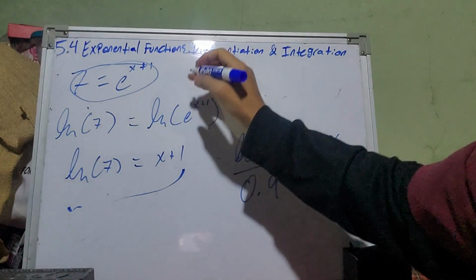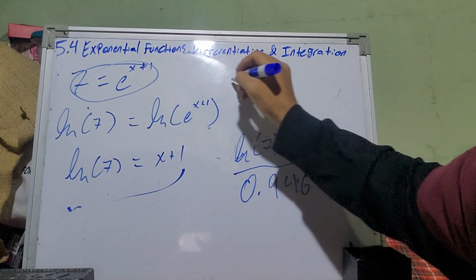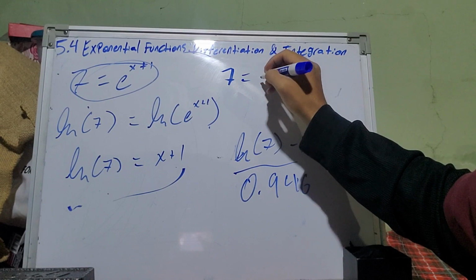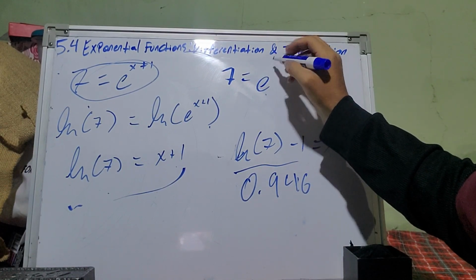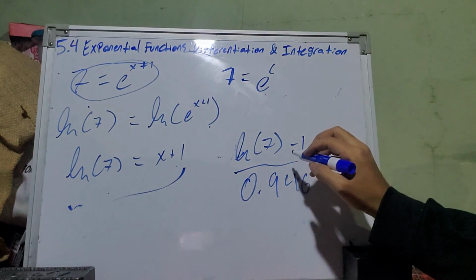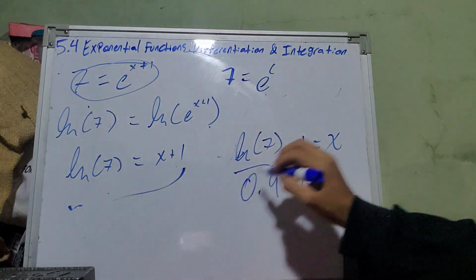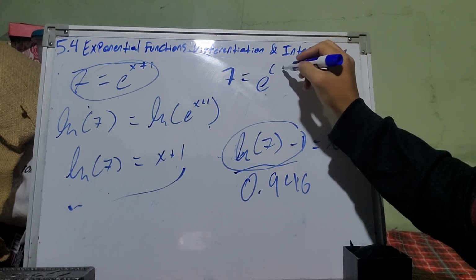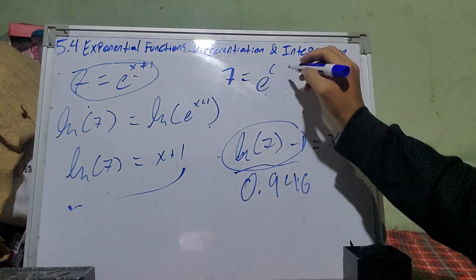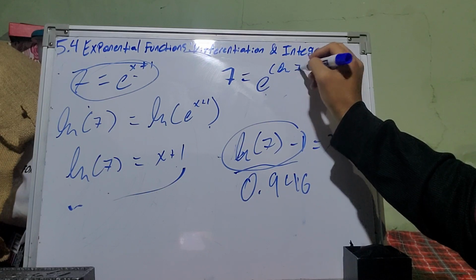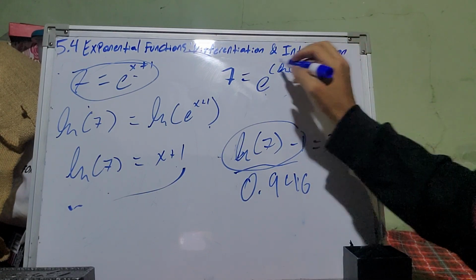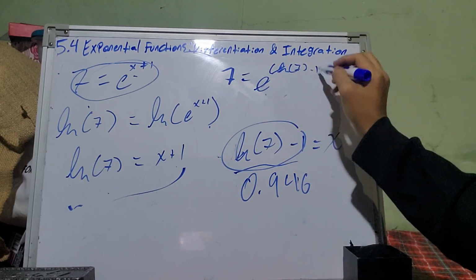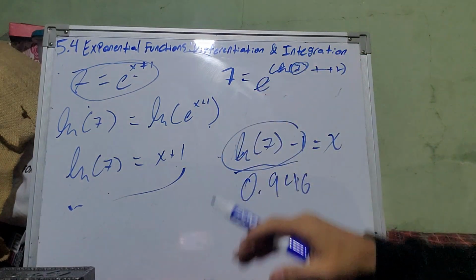And you could always go back and check your answer by presenting 7 equal to e, plugging this into x. So e to the ln of 7 minus 1 plus 1. These will cancel out, these will cancel out, and all you're left with is 7.